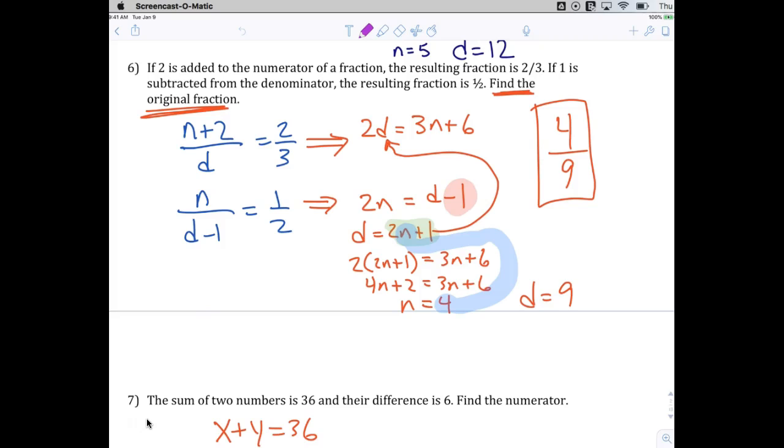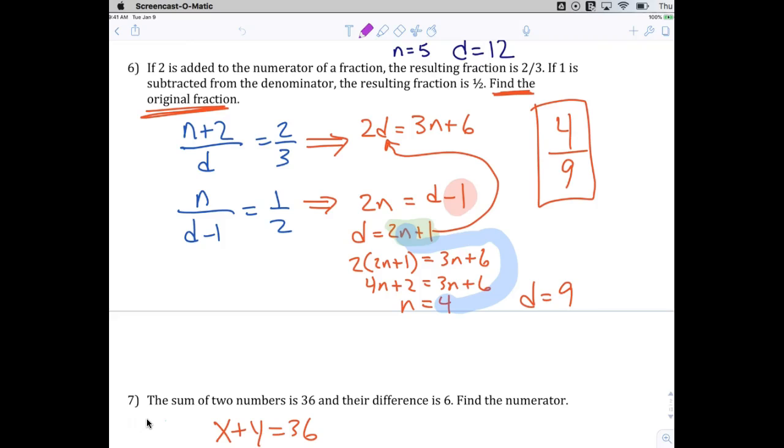And then what do? Now it's a substitution. Exactly. So we're looking right up here. This d becomes what? 2n plus 1. Which takes me right to here. That's why we have 2 times 2n plus 1 is equal to 3n plus 6. And then we solve it out from there. All right? We got n is equal to 4.